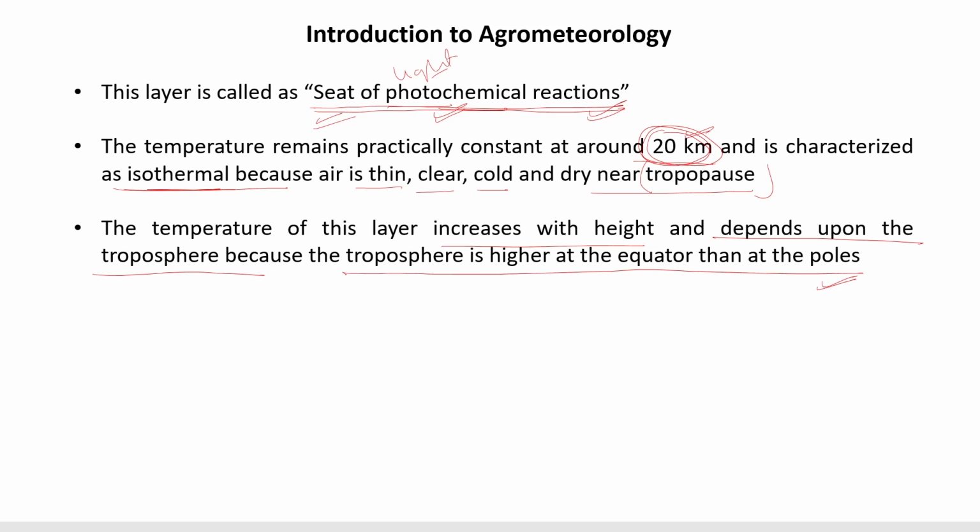So heating of the atmosphere is totally because of the Earth's surface. It is not because of any atmospheric layer. It is because the Earth's surface gets heated when radiations reach the Earth's surface, right?